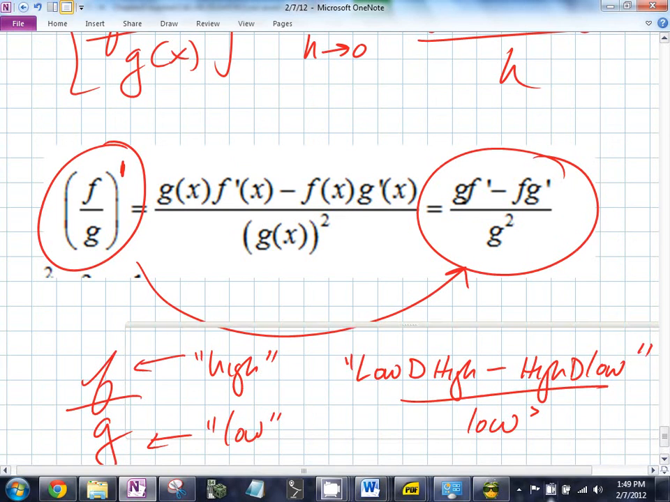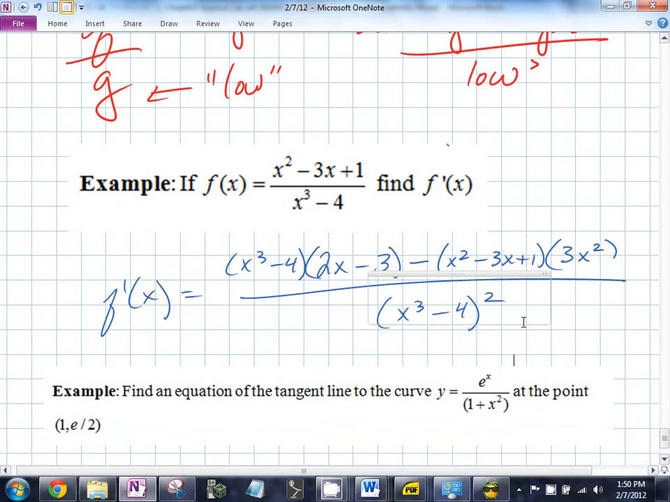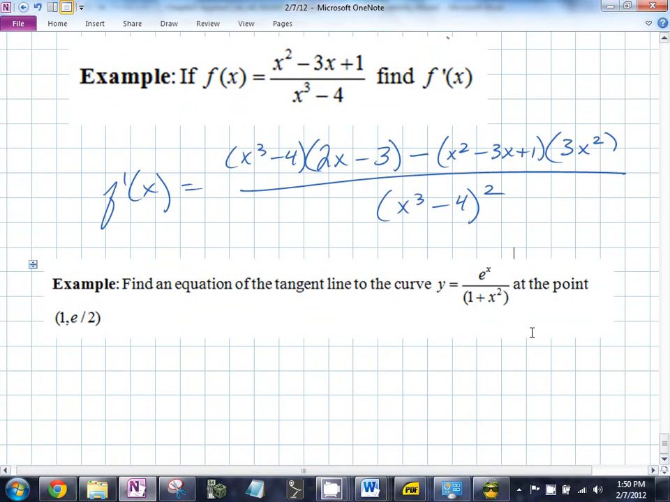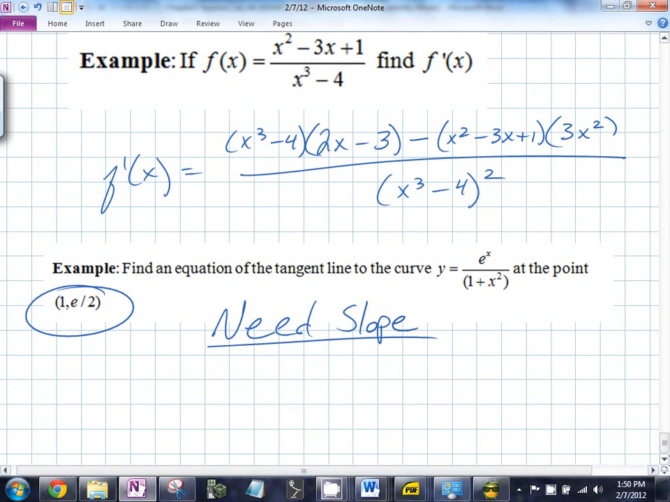It says find an equation of the tangent line to that curve at that point. We have the point, so what do we need? We need the slope. How do you find the slope at that point? What do you find first? And then you evaluate it at what? At 1. Exactly.